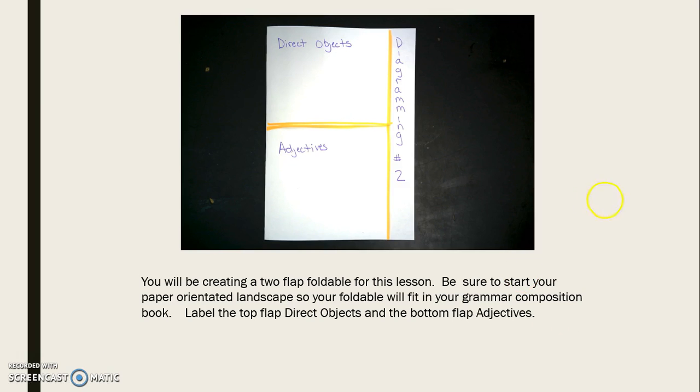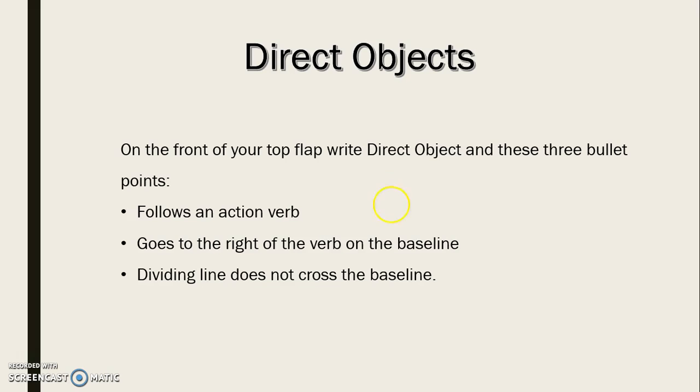All right, so you're going to be making a 2-flap foldable. Hold your paper landscape so that when you fold it, you'll be able to actually put it into your composition book, your LSG. And make 2 flaps. The top flap you're going to label direct objects. The bottom flap you're going to label adjectives. And this is diagramming number 2. Pause and make that.